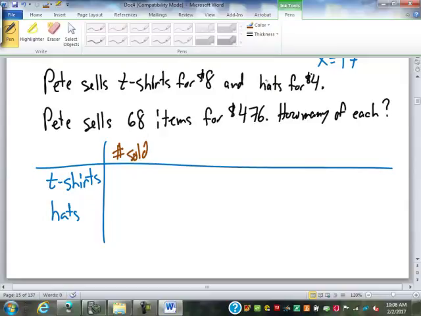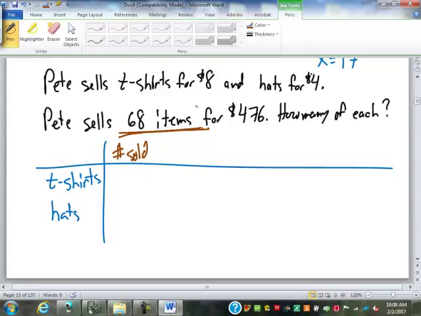Now here, one is not referenced off of the other, but there is a relationship between them that is given. Can anybody pick out what it is? There you go. Total of 68 items. T-shirts plus hats has to equal 68.